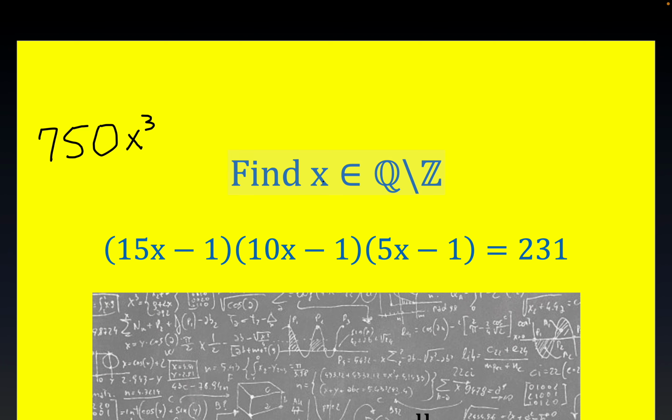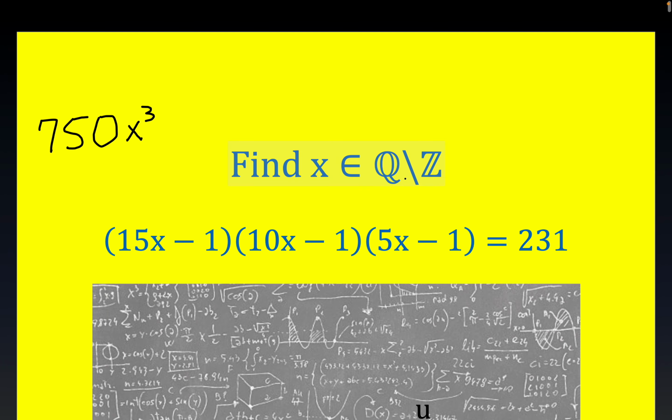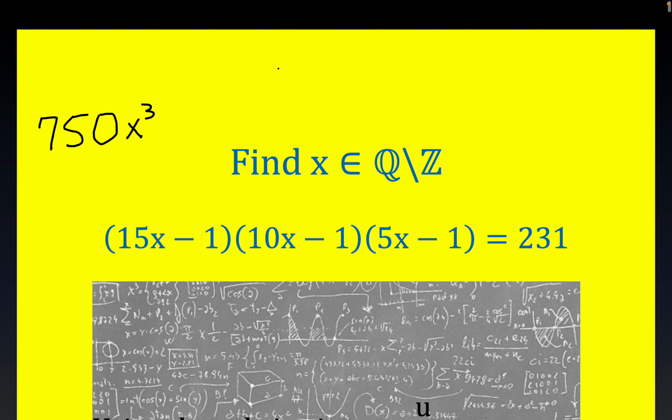Now we are looking for a number that is a real life fraction. What I mean by that would be something like 8 over 3. You guys may have seen this notation: Q backslash Z means a rational number that's not an integer. For example, 8/3 would be a member of Q backslash Z. That's just what most people mean by a real fraction, right?